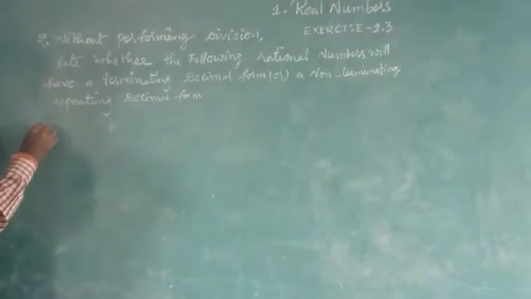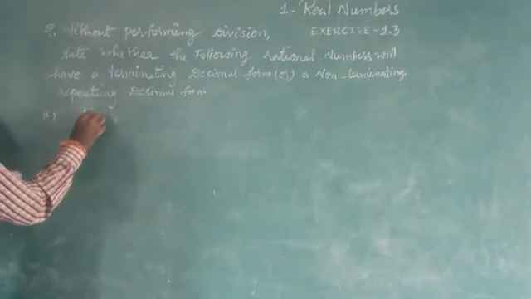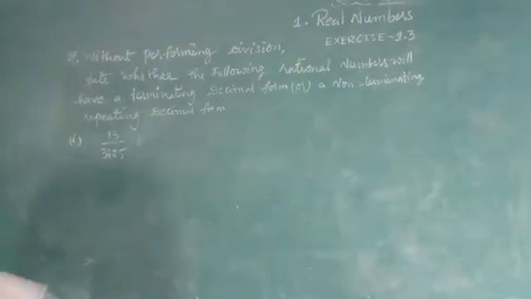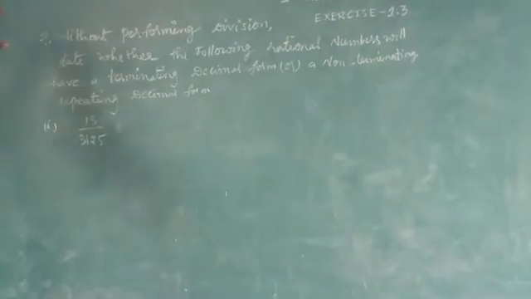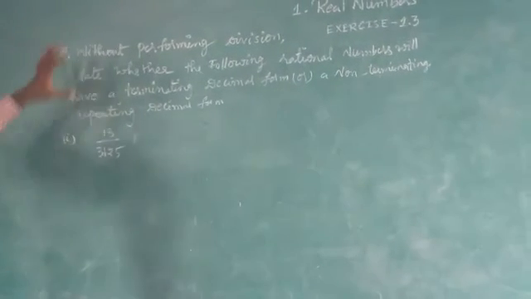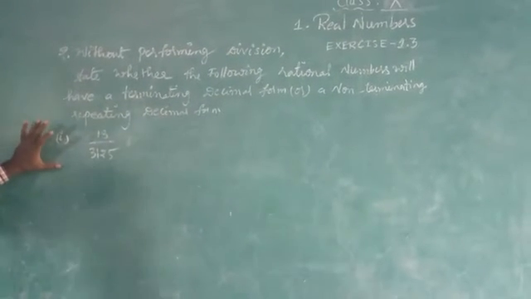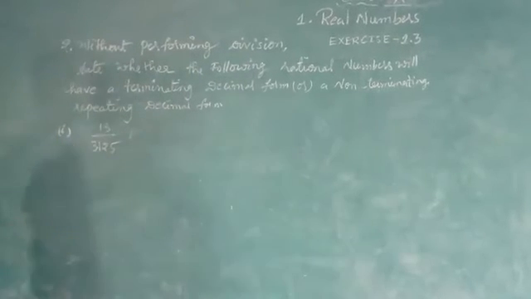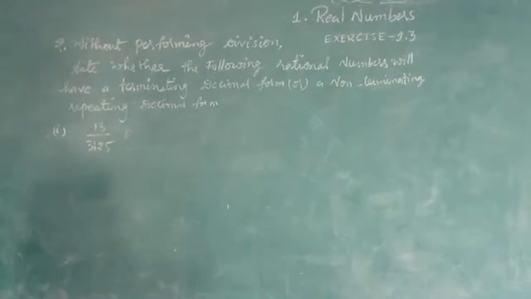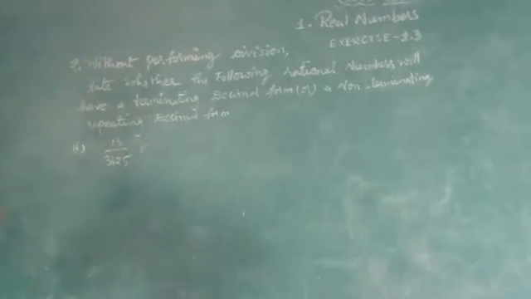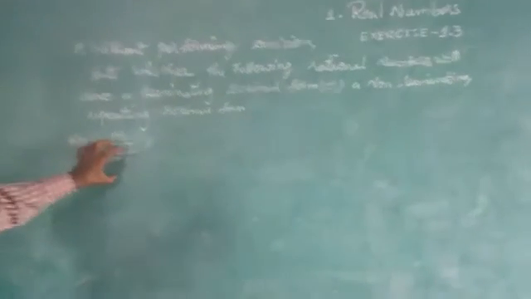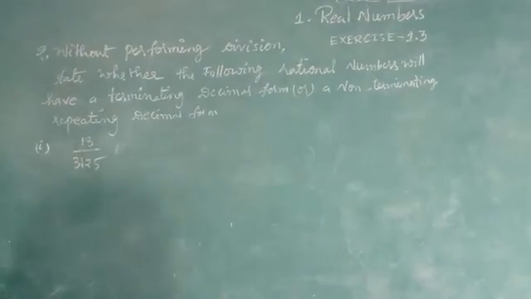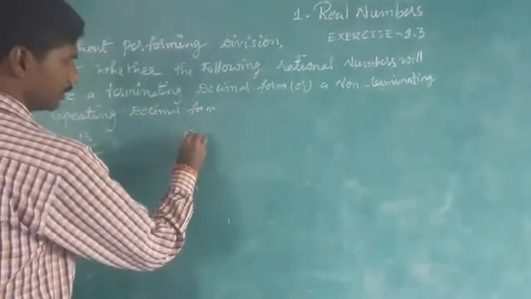So let me take the first one. What is the first one? 13 upon 3120. This is the question given. What is the question? Without performing the division, means we should not do the division. Without doing the division, we have to tell whether it is a terminating decimal or a non-terminating repeating decimal. See, you do the prime factorization of this denominator with 2s and 5s. So let me do the prime factorization.